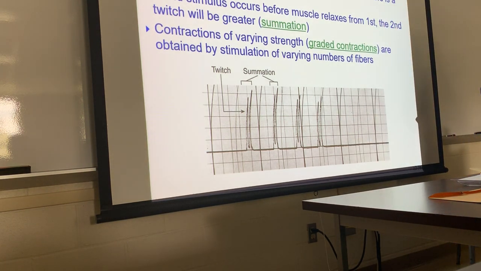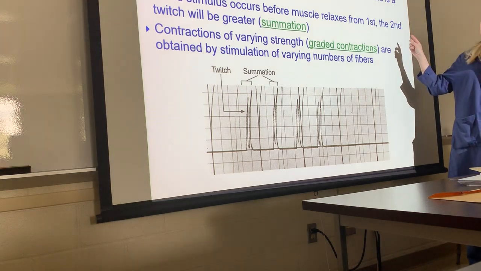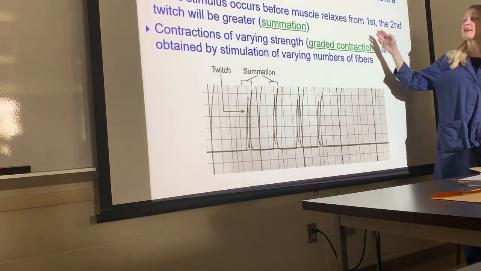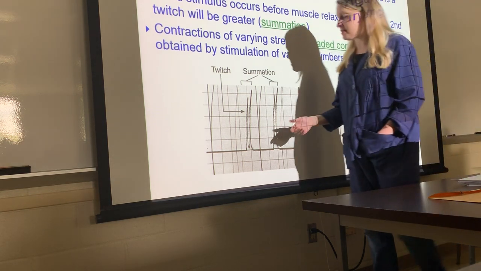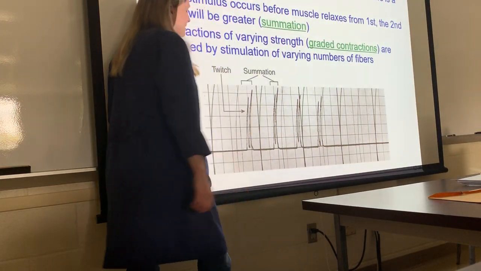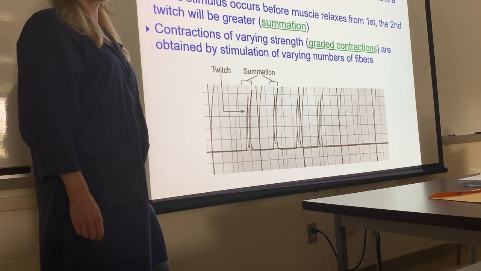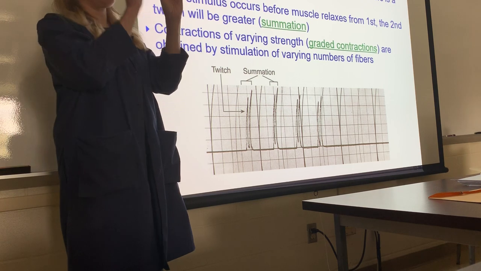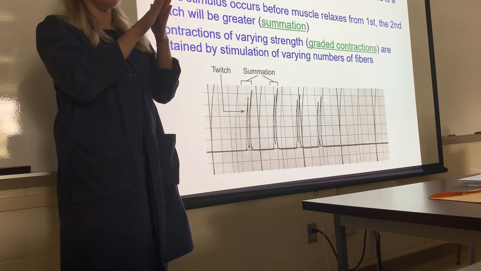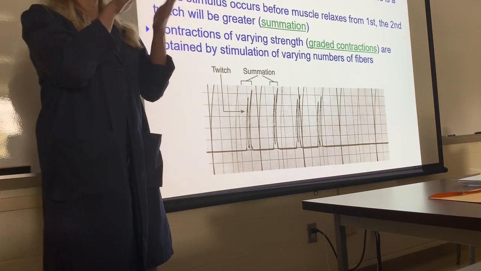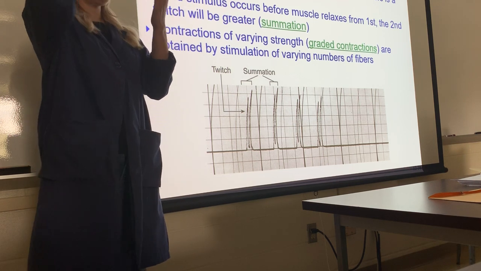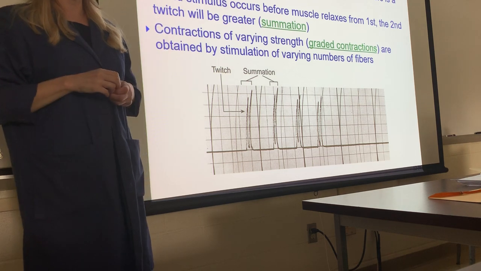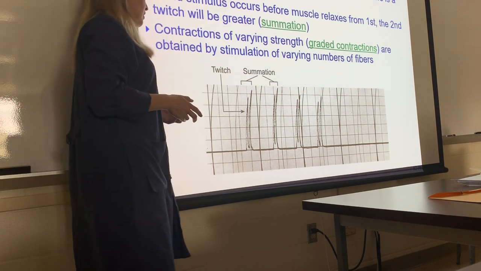If the second stimulus occurs before the muscle relaxes from the first contraction, then the second twitch is going to be greater, and we call this summation. In a way, it's kind of like what we talked about with EPSPs. Remember, if you have one EPSP that happens and then another one happens right at the same time in the same place, then the second EPSP summates on the first and it's greater and gets us closer to threshold. In a way, this is a similar concept.